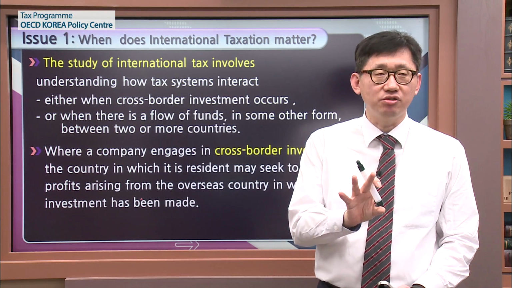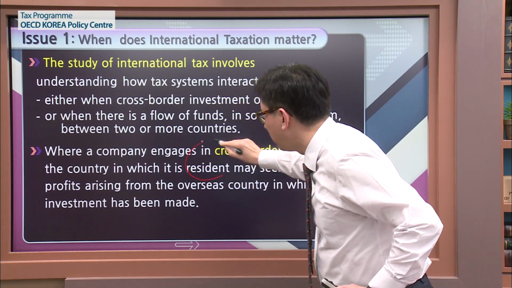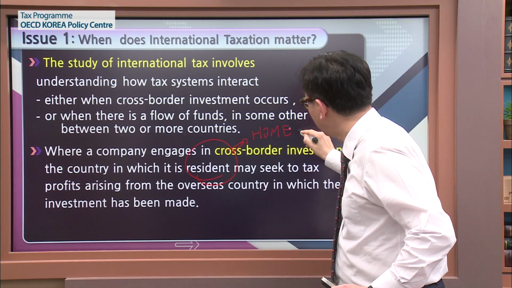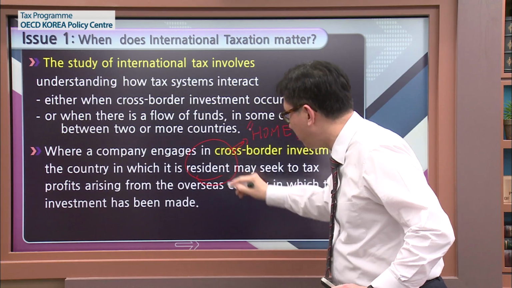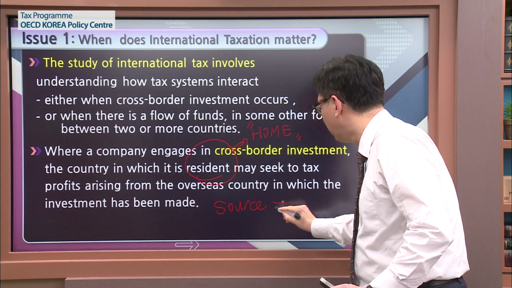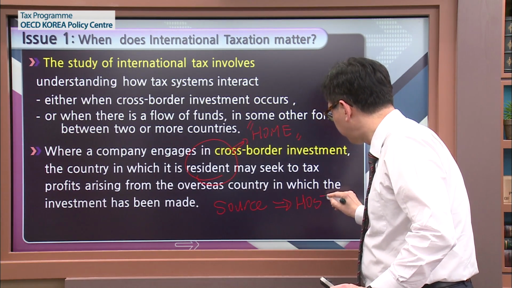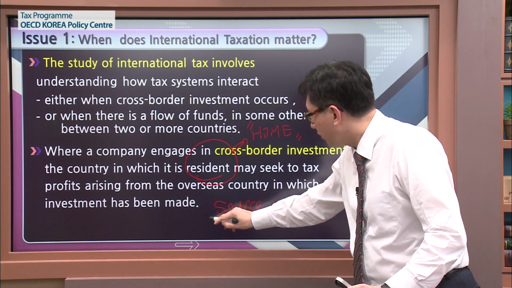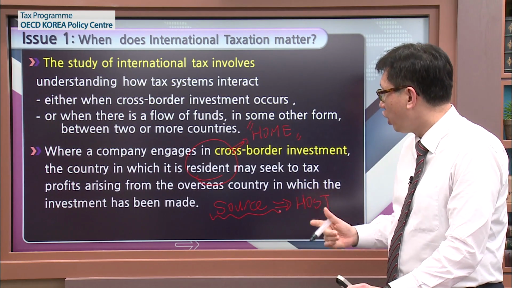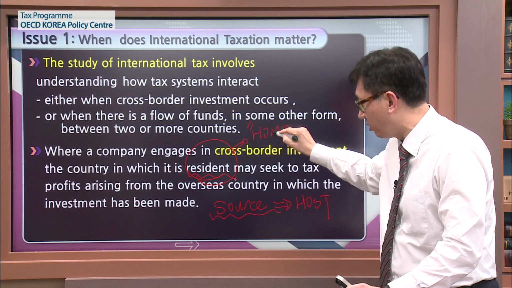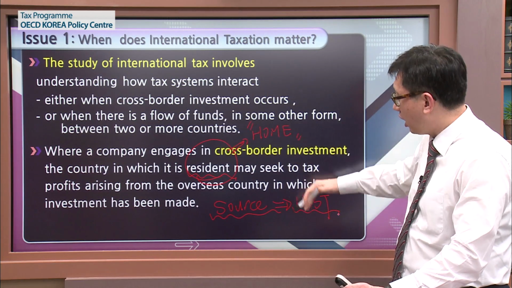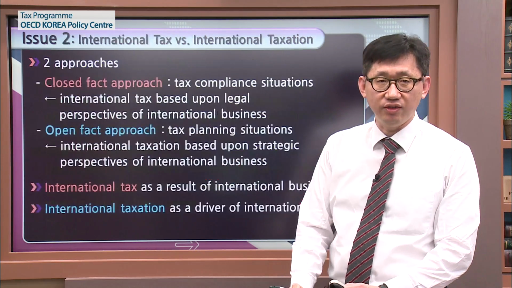One is resident country. Here, resident country means home country, whereas the opposite concept is source country. Source country means host country. So this is taxation terminology. In international taxation, we use resident country instead of home country, and we use source country instead of host country. So you have to remember these two concepts.